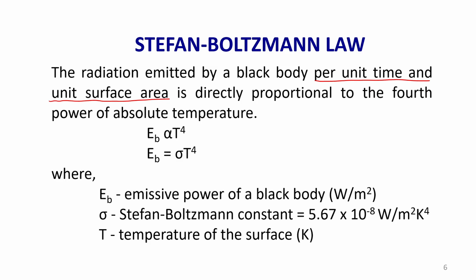And to remove this proportional symbol, the constant which is used is called the Stefan-Boltzmann constant, sigma. It has a constant value of 5.67 into 10 power minus 8 watts per meter square Kelvin power 4. Because we have T power 4, here we have Kelvin power 4. This K power 4 is there only for the Stefan-Boltzmann law, and the temperature T is the temperature of the surface.